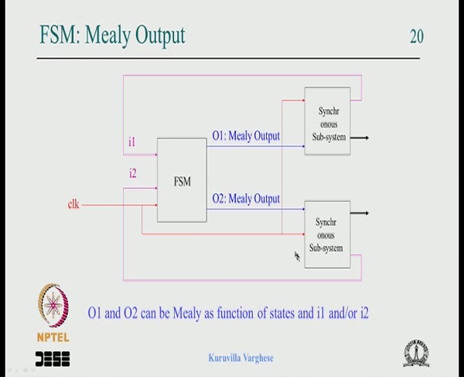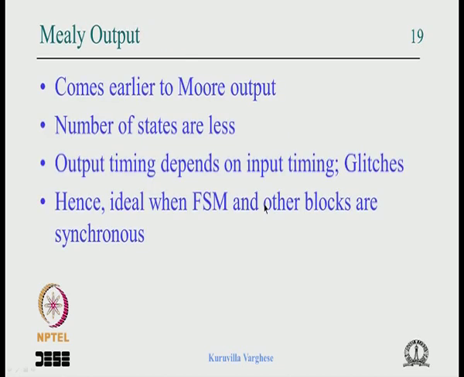So that is good news: whenever you see synchronous inputs, you can happily generate the Mealy output as a function of that if it makes sense. It is not that you struggle hard. If it works out, if it is part of the spec, then you can do that, and that gives you all these advantages. The output comes earlier than a Moore output, the number of states is less, and the glitch does not come since it is synchronous.